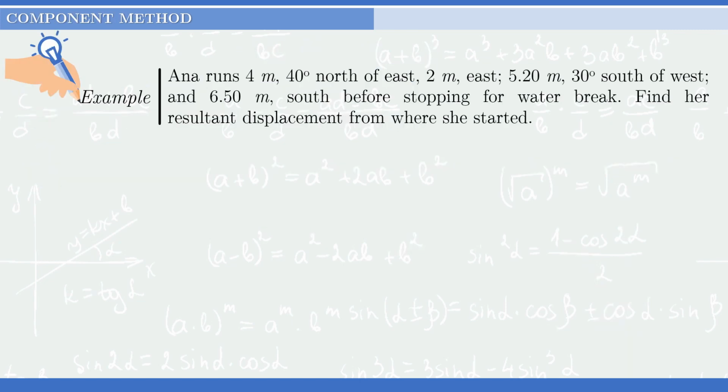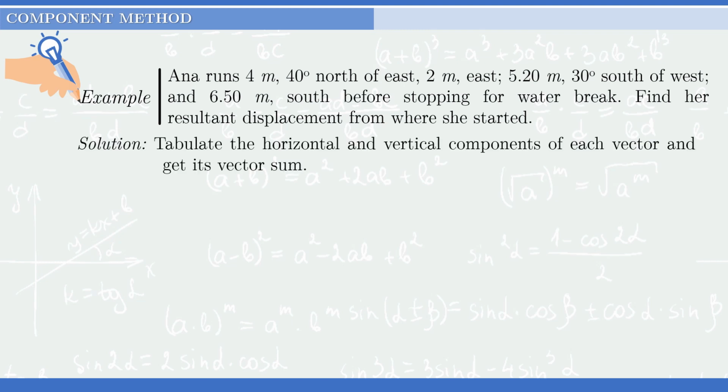For example, Anna runs 4 meters 40 degrees north of east, 2 meters east, 5.2 meters 30 degrees south of west, and 6.5 meters south before stopping for a water break. Find her resultant displacement from where she started. To solve this problem, first we will follow the first and second steps, which are to tabulate the horizontal and vertical components of the vectors and get their vector sums.